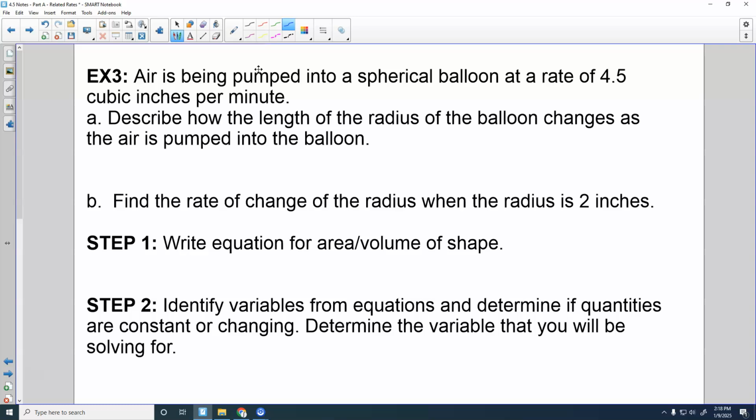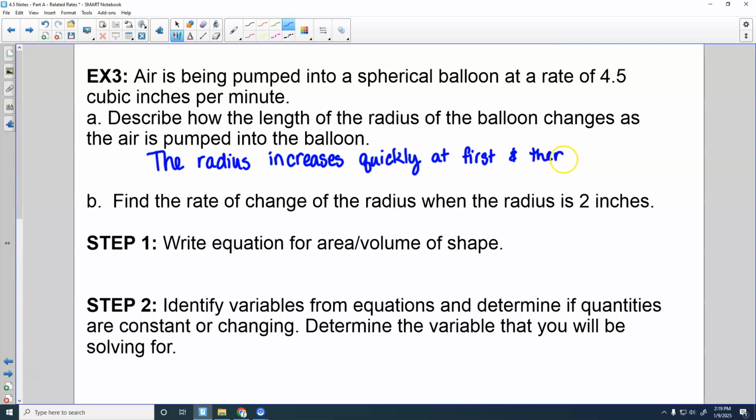Does it grow quickly at first and then more slowly, or is it the opposite? At first it goes from nothing to poof, you got a balloon, right? But those last few breaths, you blow and it just gets a little bit bigger, right? So the radius increases quickly at first, and then more slowly.